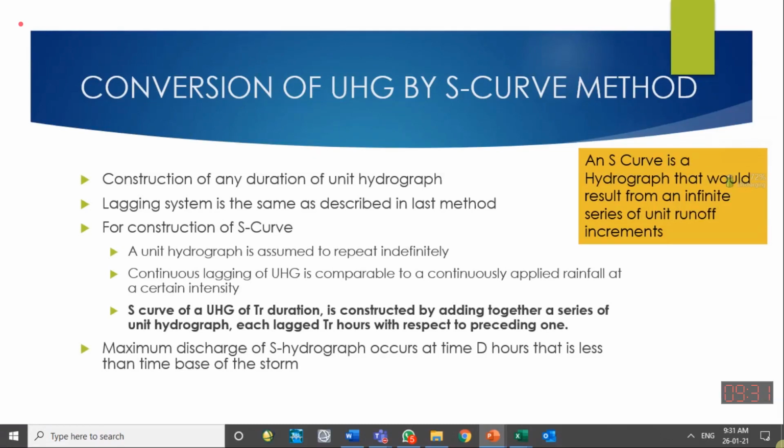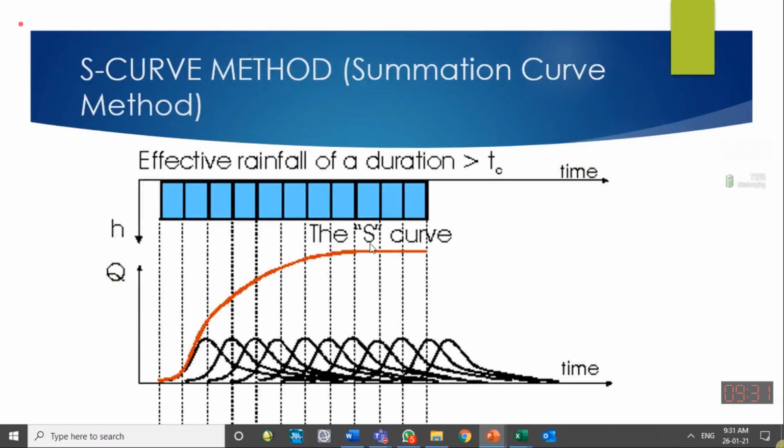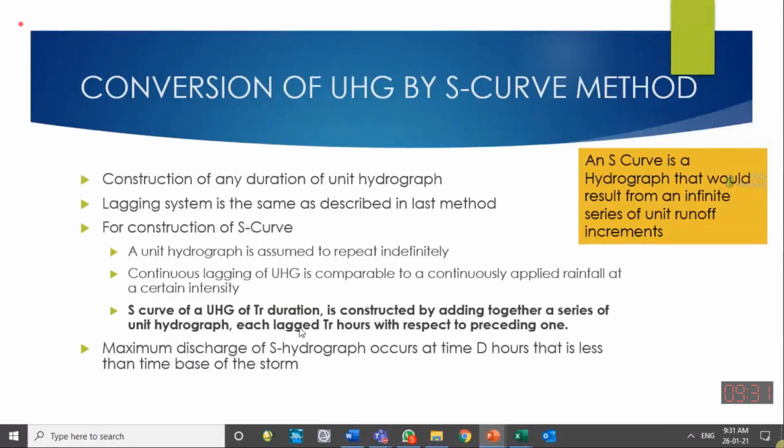We call it the S-curve, because that hydrograph takes the shape of the letter S. So we make an S curve first. And what is the S curve? The S curve is a direct runoff hydrograph that will result from an infinite series of unit runoff increments. In another way, the S curve of a unit hydrograph of TR duration is constructed by adding together a series of these unit hydrographs, each lagged by this TR duration with respect to the preceding one.